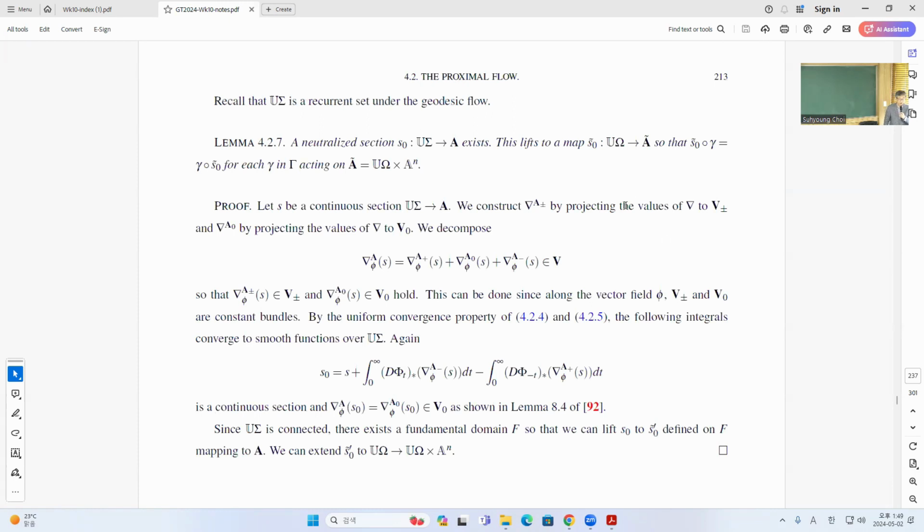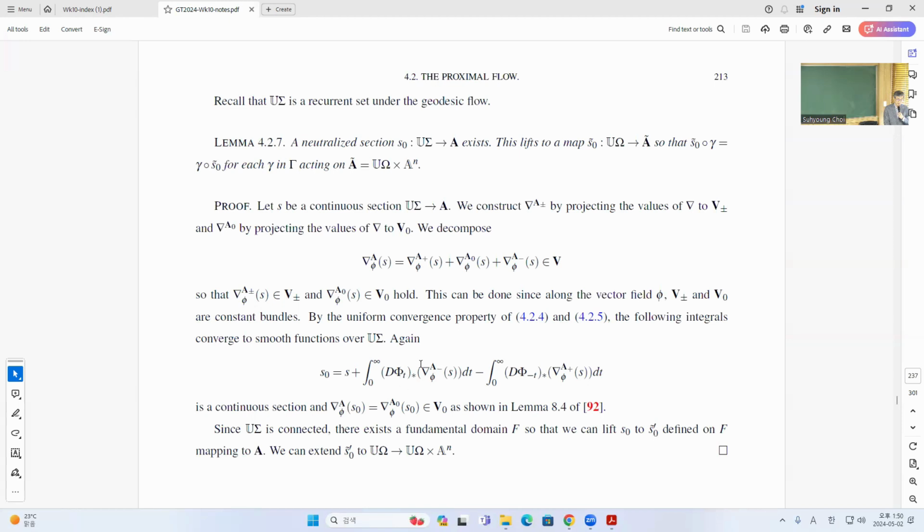And a neutralized section always exists. This is a standard trick that many people use. I guess this idea is due to Rabori. Basically, you have some connection, and then you have some decomposition. Then you can decompose into these three parts, and by projecting the connection, the point is that you add these.